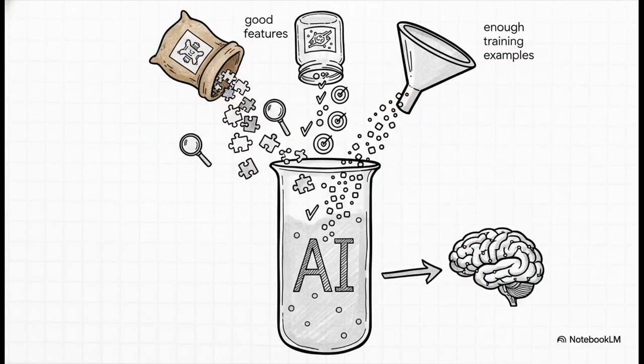So when you boil it all down, the recipe for a truly powerful AI model comes down to these three things. You need good, relevant features, you need correct, accurate labels, and you need a whole lot of examples for the AI to learn from. If you can nail those three, you're on the right track.